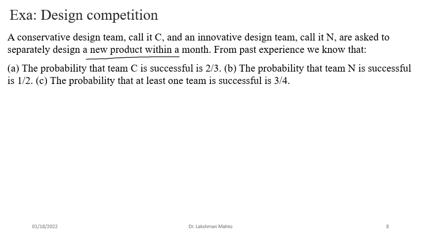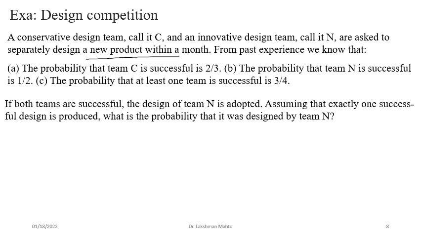We know that the probability that team C is successful is 2 by 3. The probability that team N is successful is 1 by 2. The probability that at least one team is successful is 3 by 4. So these are the given prior information.